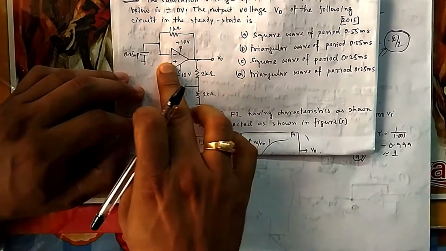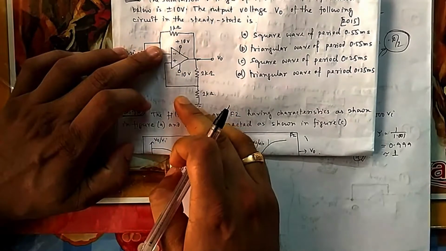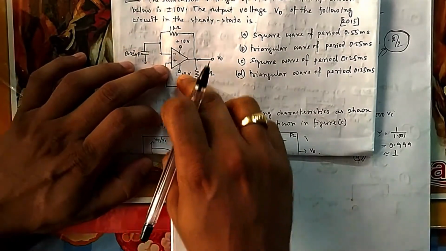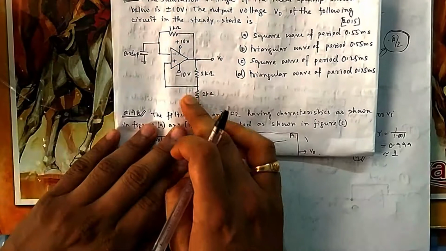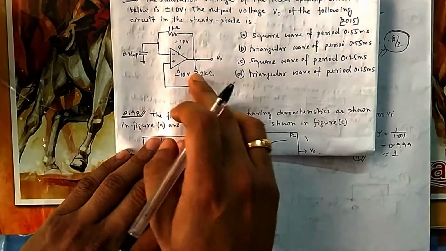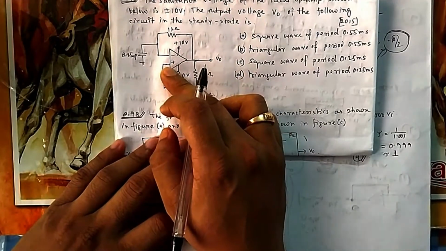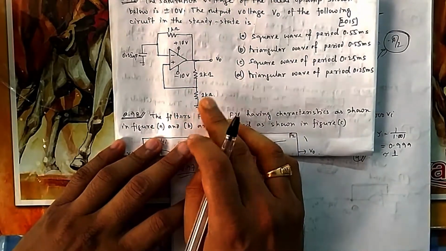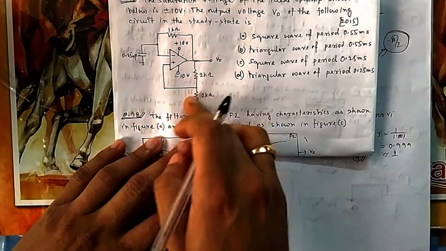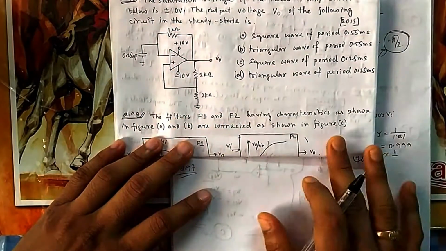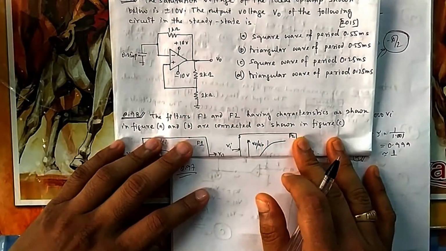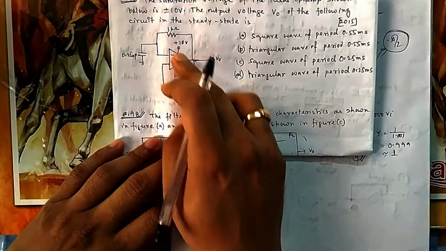Some portion of the output is taken and compared. If it is greater than this, then it will go to minus 10. If this is greater than this, then it will go to 10. This type of circuit we have seen, where feedback is there and some output portion is also taken. So it is nothing but a comparator, and this path is given for discharging the capacitor. That's it. Now that means the output will be either plus 10 or minus 10.